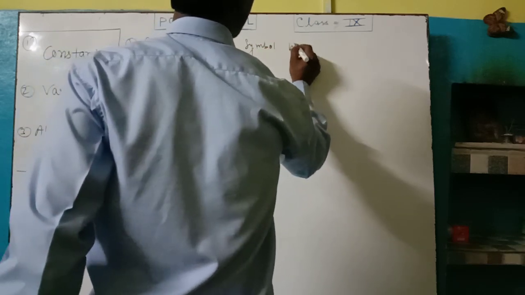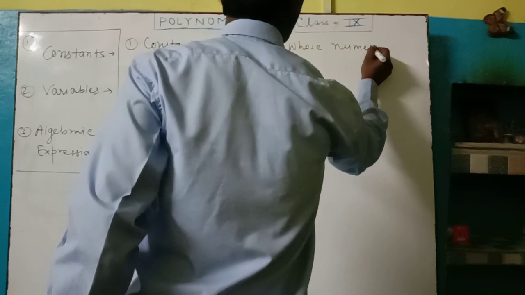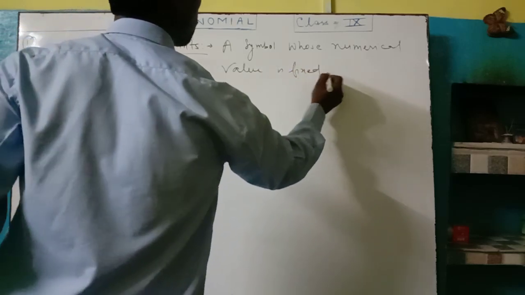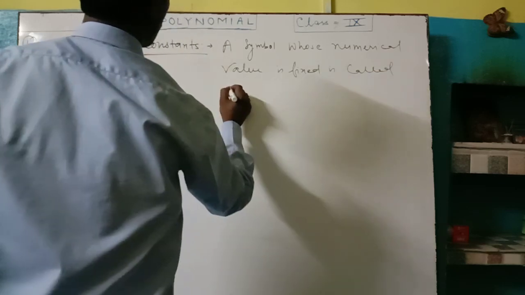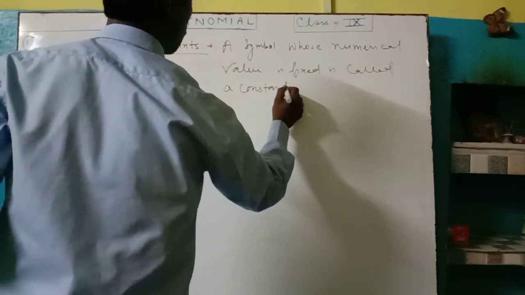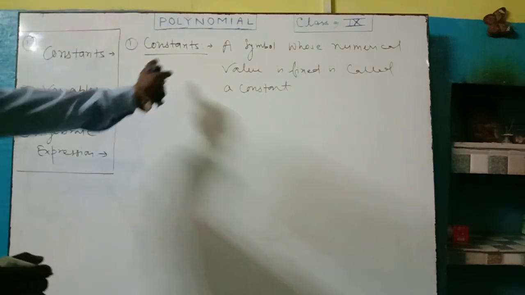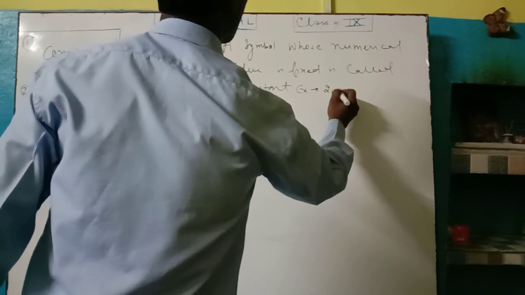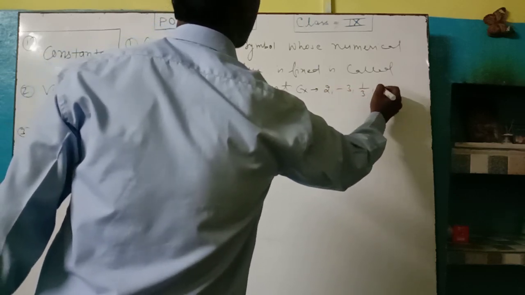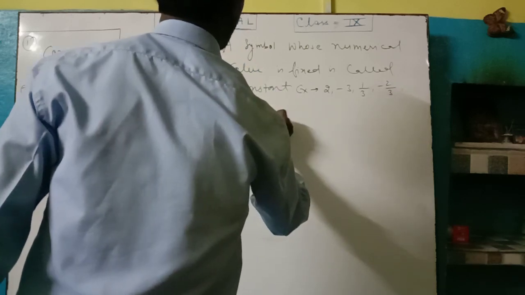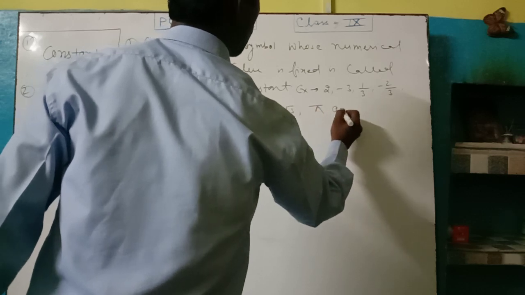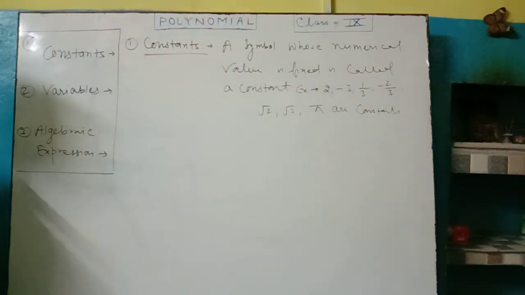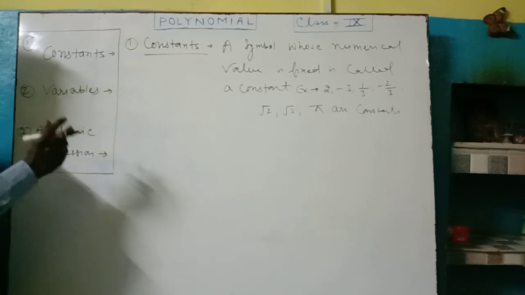A symbol whose numerical value is fixed is called a constant. Examples: 2, minus 3, 1 by 3, minus 2 by 3, root 2, root 3, pi are constants because their numerical value is fixed. It cannot be changed. So, it is a constant.